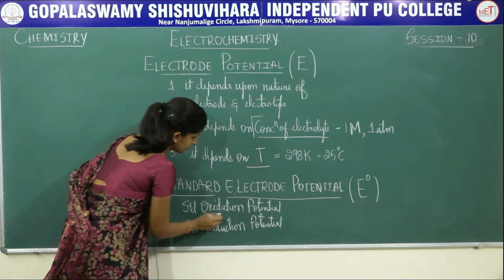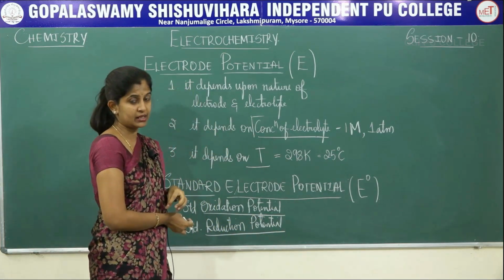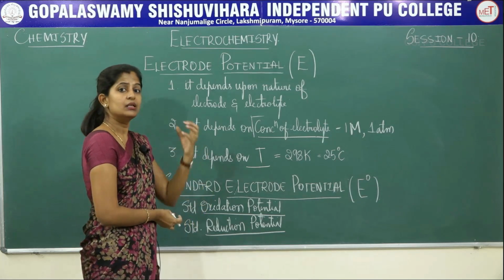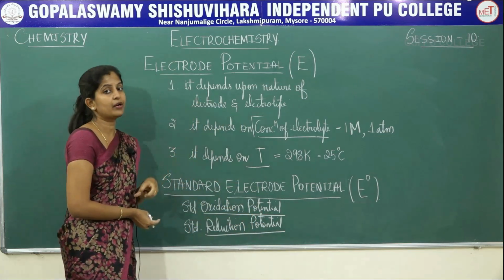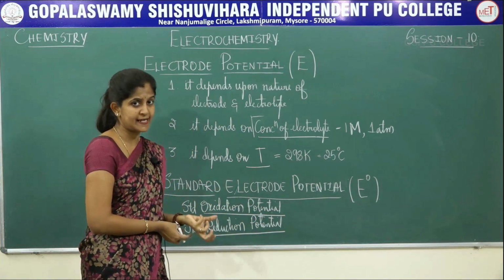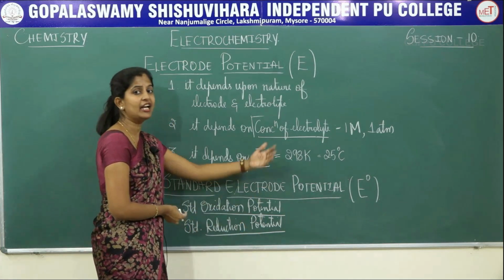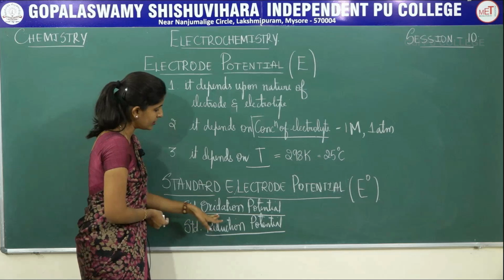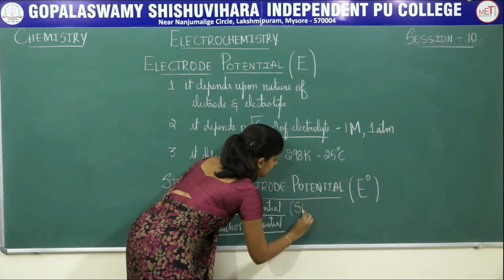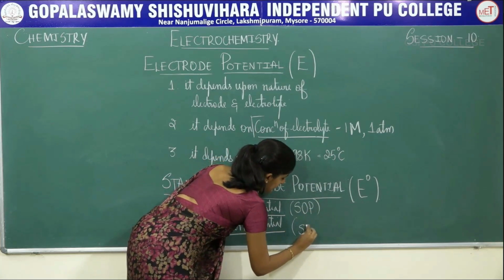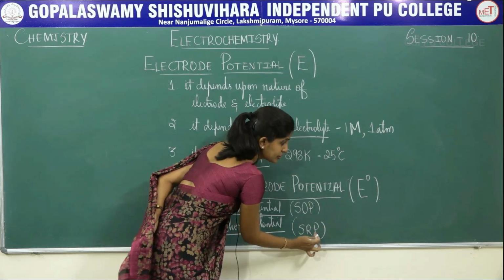I think you know what oxidation potential and reduction potential mean. When you dip a rod in an electrolytic solution, if oxidation is happening, the potential difference developed is called oxidation potential. If reduction is happening, the electrode potential developed is called reduction potential. If they are at standard conditions, they are called standard oxidation potential and standard reduction potential. You symbolize them by SOP and SRP.